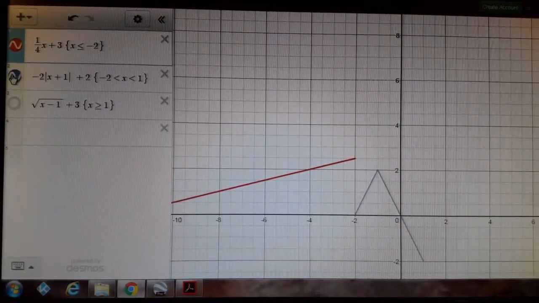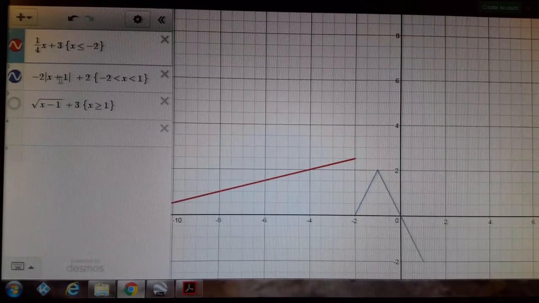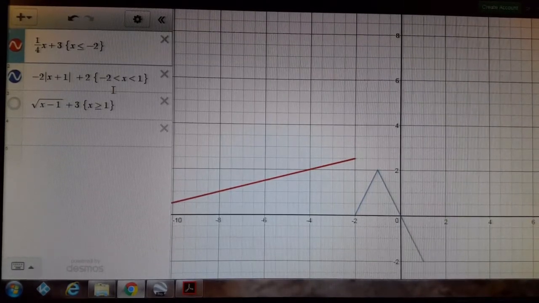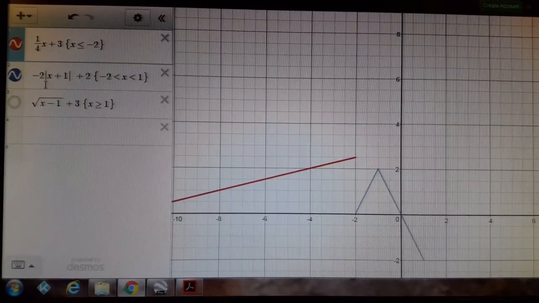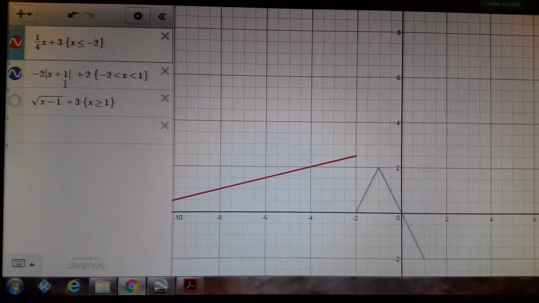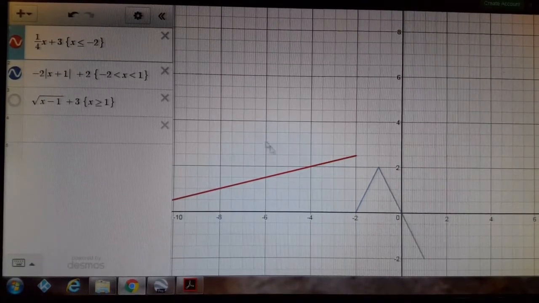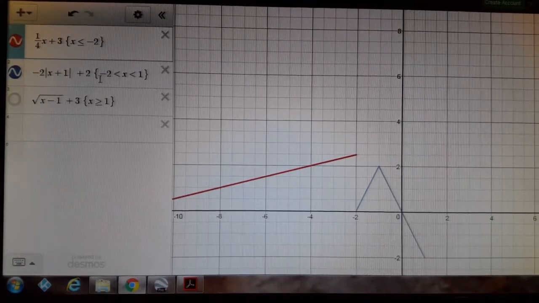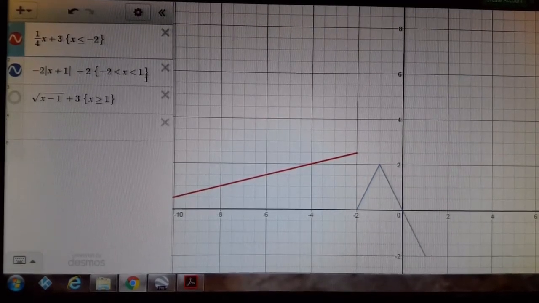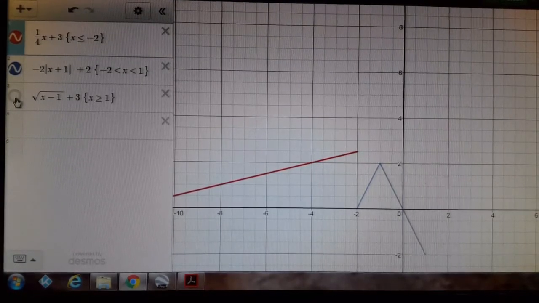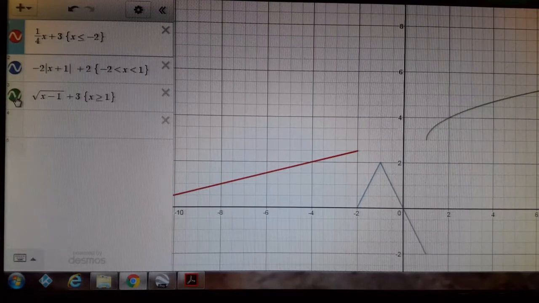Our second equation is an absolute value. So remember, absolute value functions give us a V-shaped graph. And we have this -2, which represents that it's going to reflect over the x-axis. In other words, it's going to be facing downward. And our restriction is between -2 and 1. That's our interval.